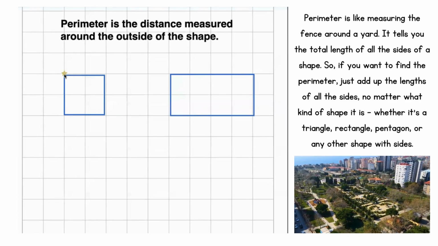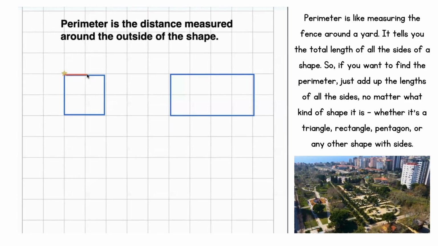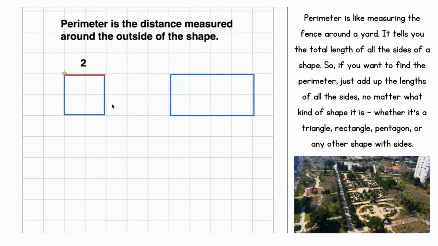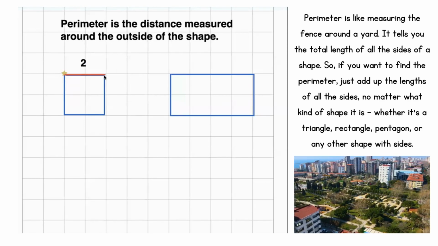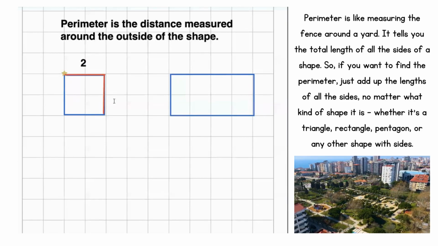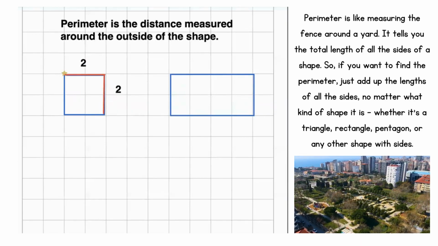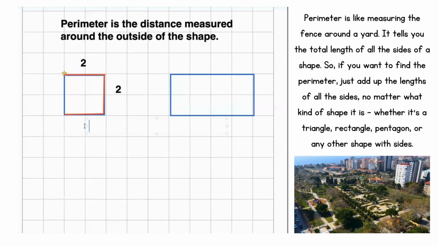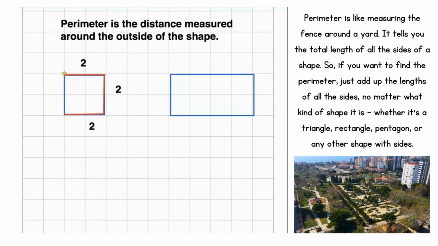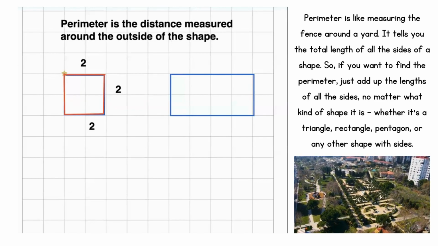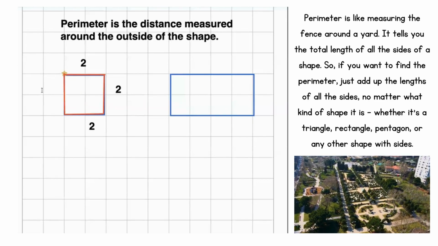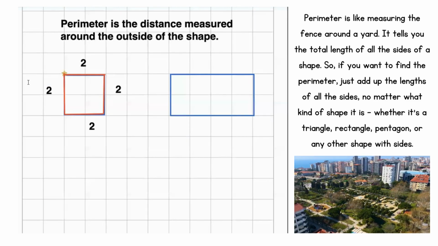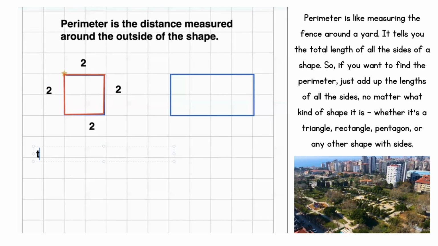So firstly, we're going to start with my beginning point here and do 2 steps. Let's imagine we are measuring steps. And then I'm going to do 2 steps from here. And then another 2 steps from here. And then finally, another 2 steps, and I'm back to where I put my little star or dot or X, okay?